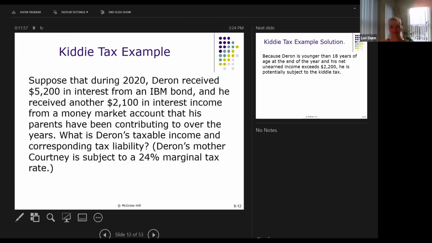Okay, let's take a look. Suppose during 2020, Duran received $5,200 of interest from an IBM bond, and he received another $2,100 in interest from a money market that his parents have been contributing to over the years. What is Duran's taxable income and tax liability? The marginal tax rate of the parent is 24%.